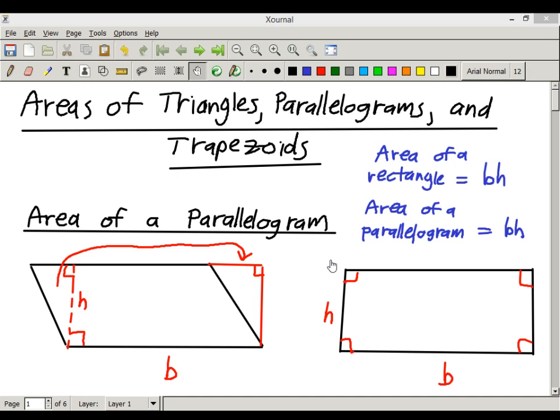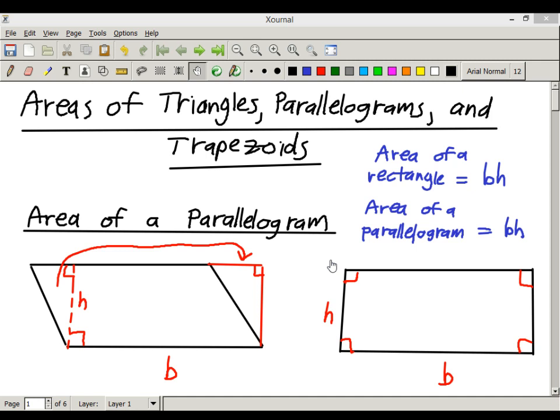Okay, welcome back, everybody. We're about to start a new chapter, and this chapter focuses on area of different shapes. In particular, today we are looking at the area of a triangle, parallelogram, and trapezoid. We've studied all these shapes before, but now we're taking a closer look at the area. So my goal is to show you kind of where these area formulas come from.